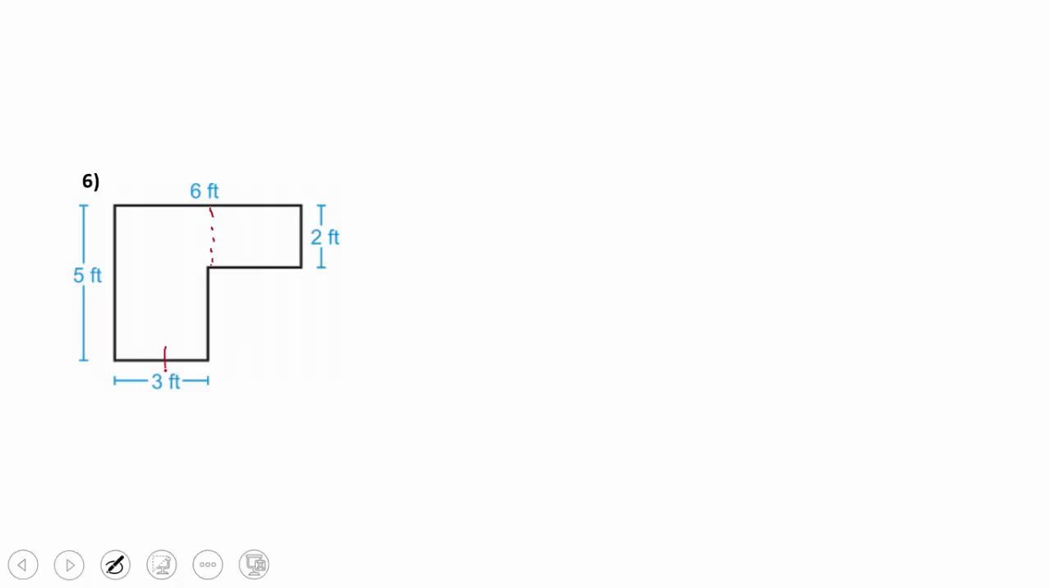I've got this 3-foot side. I have this 5-foot side, a 6-foot side, a 2-foot side. Ooh, and I have 2 unknowns. So how am I going to figure out this first unknown? I'm going to color it purple. How am I going to figure that side length out? Who's smart? That's right, all of you are.